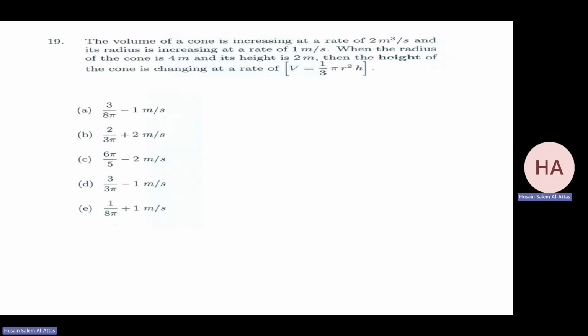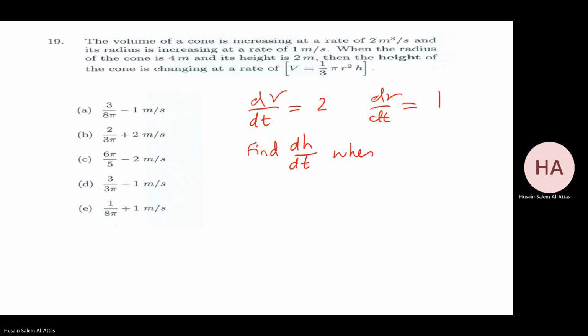The volume of the cone is increasing at this rate, dV by dt equals 2, and the radius is increasing at this rate, dr by dt equals 1. When the radius of the cone is 4, find dH over dt when R equals 4 and H equals 2. So I want to relate the rate of change of the volume with the rate of change of the radius and the height.